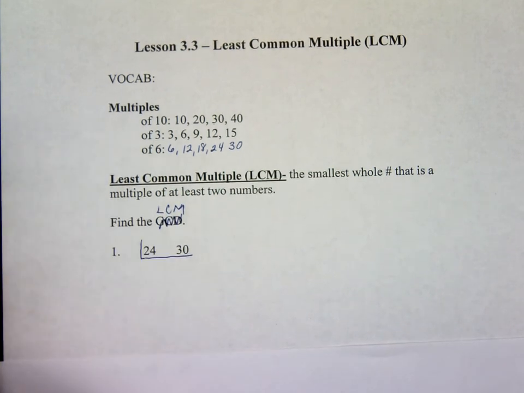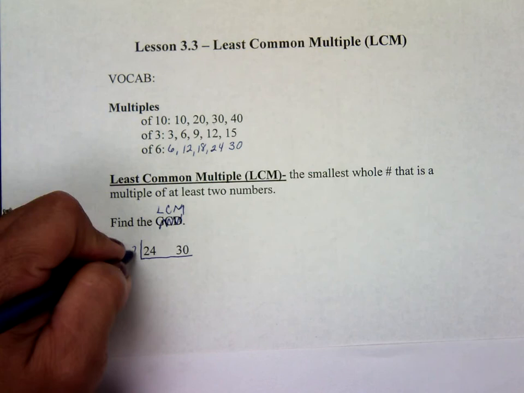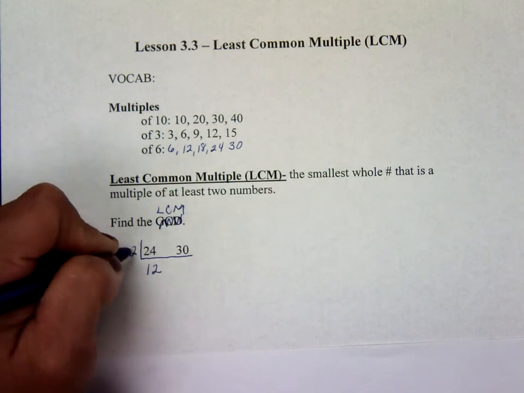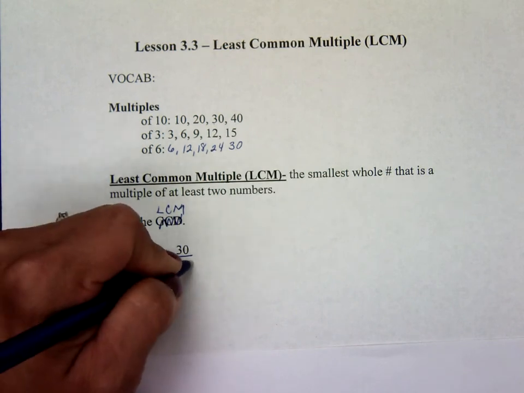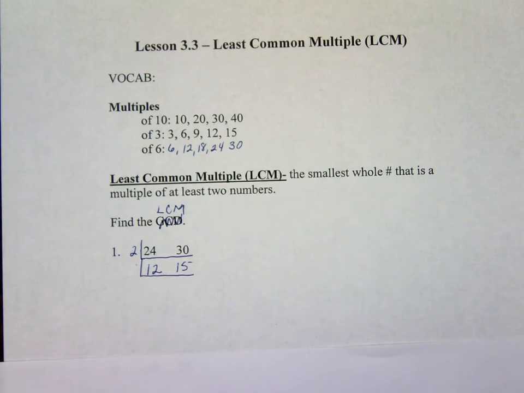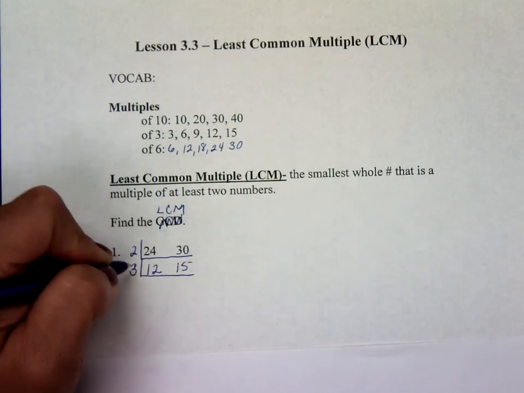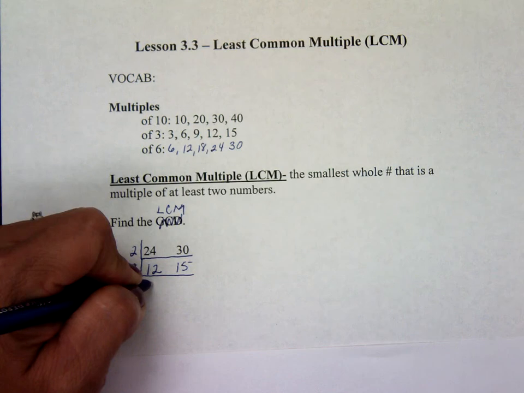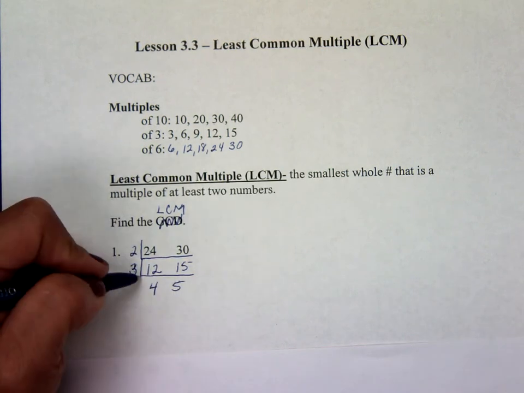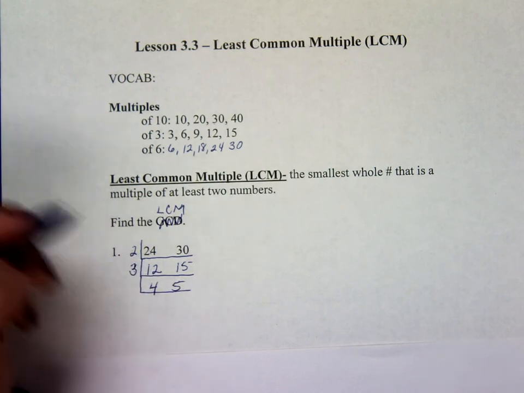Find a number that they both go into. Well, 2, because they're both even numbers. 2 goes into 24 12 times, and 2 goes into 30 15 times. A number that they both go into evenly is 3. 3 goes into 12 4 times, 3 goes into 15 5 times. A number that they both go into is 1.